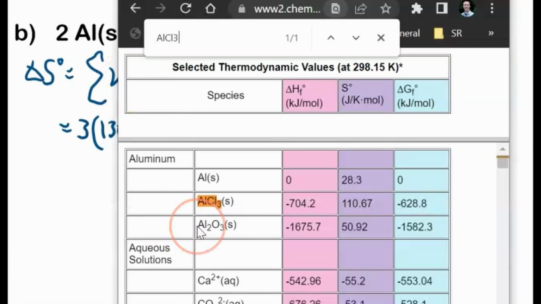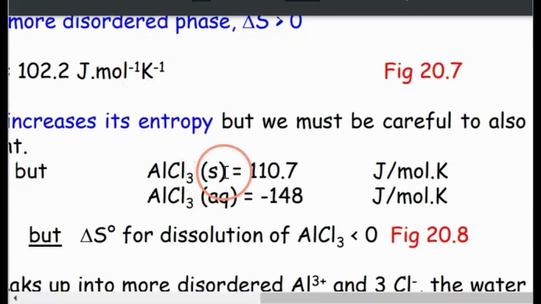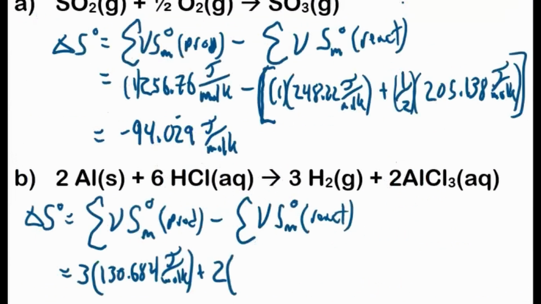Oh, it's not here. So I looked online. I couldn't really find a good table for it. You would be given the entropy, but I did find it on this website. I'm not sure how accurate this is, but we're going to use this number. AlCl3 aqueous is negative 148. Again, we lose some precision, but oh well, negative 148 joules per mole Kelvin. So we'll plug that in here.